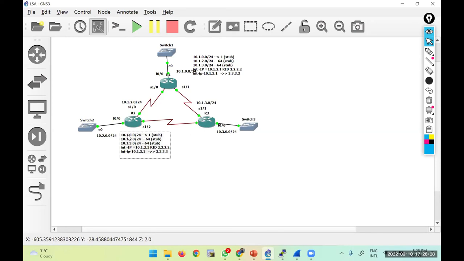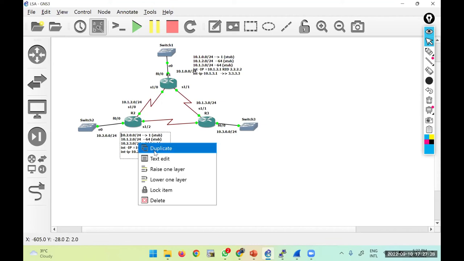Like for 10.2.0.0/24, the same cost is 1 and it will be a stub. And for 10.1.2.0, it will be a stub network and the cost is 64. And for 10.2.3.0/24 it will also be 64, and the interface IP will be 10.1.2.2, and the router ID will be 1.1.1.1, and another neighbor is 3, okay, but the interface IP will be the connected interface IP 10.2.3.3. So these five connections you will have in your LSA one.